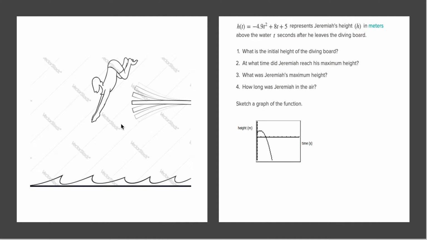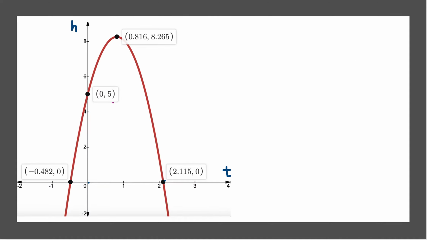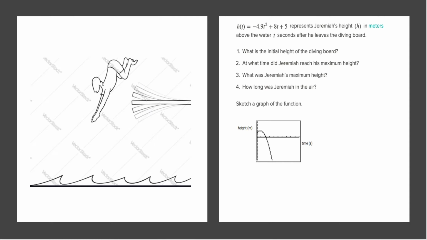So first of all, in order to solve this problem, I'm taking this equation, I'm plugging it into a Desmos graphing calculator, and I'm graphing the function. And the graph of the function is going as follows. And now we can answer all of the questions.